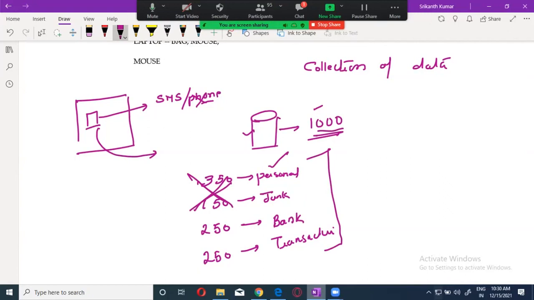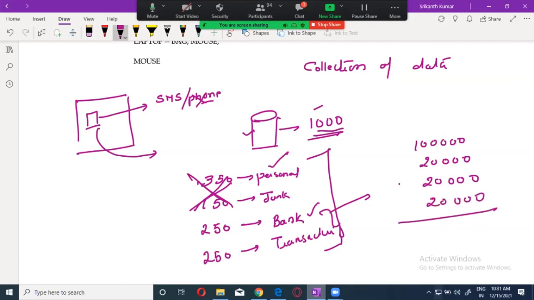And what they will do is keep an analysis system and find out what your salary is. They will get information about your salary. Maybe you are having 1 lakh as your salary. What is your withdrawal? You are withdrawing around 20,000 every month for your expenses. You are paying the bills, maybe around 20,000, and you are doing online transactions of 20,000. How much amount is left? 40,000, right? They will get this information.